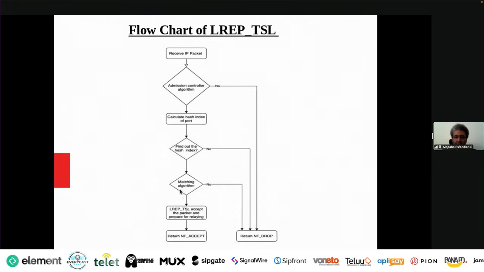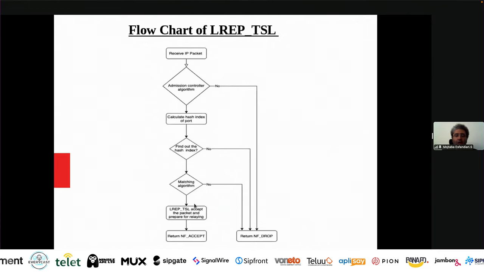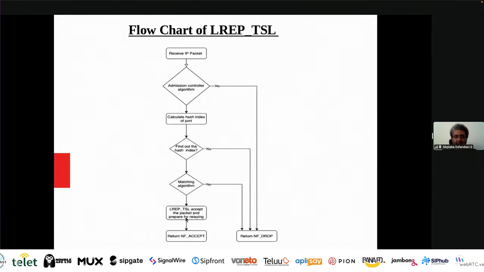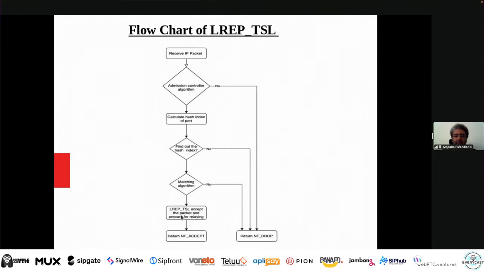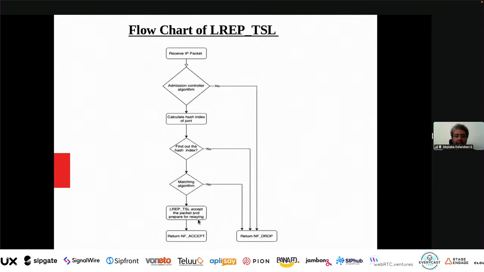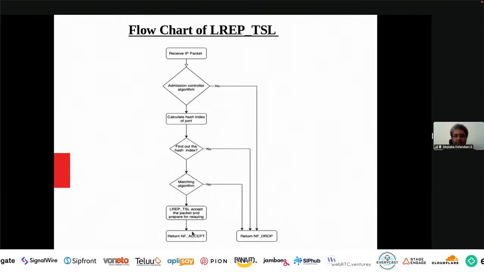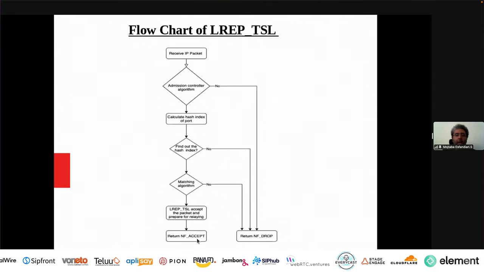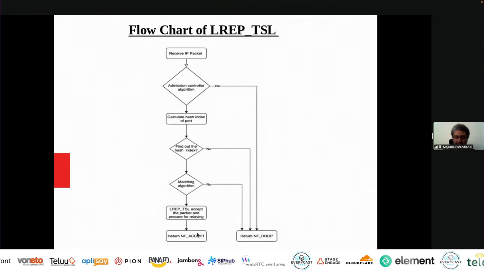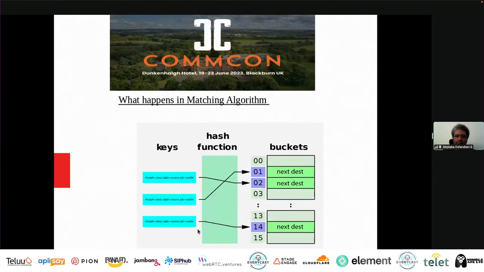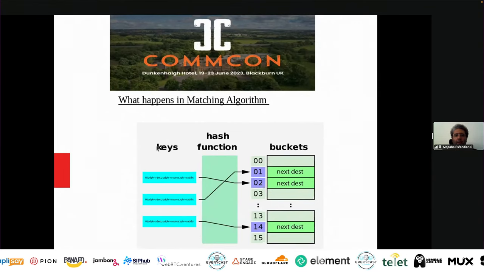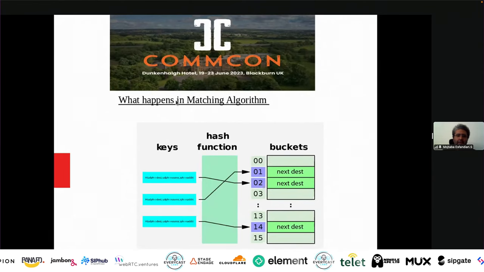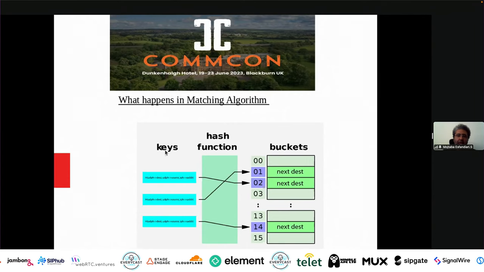After the matching algorithm, the LRKProxy accepts the packet, prepares the packets for relaying, and then accepts them for forwarding. What happened in the matching algorithm?